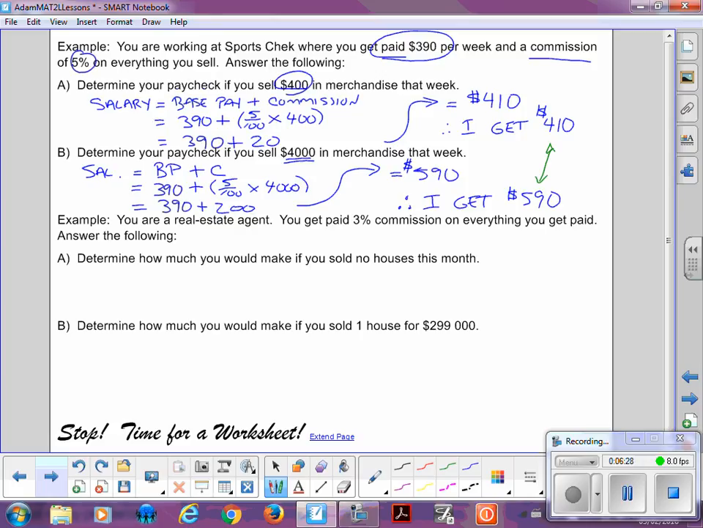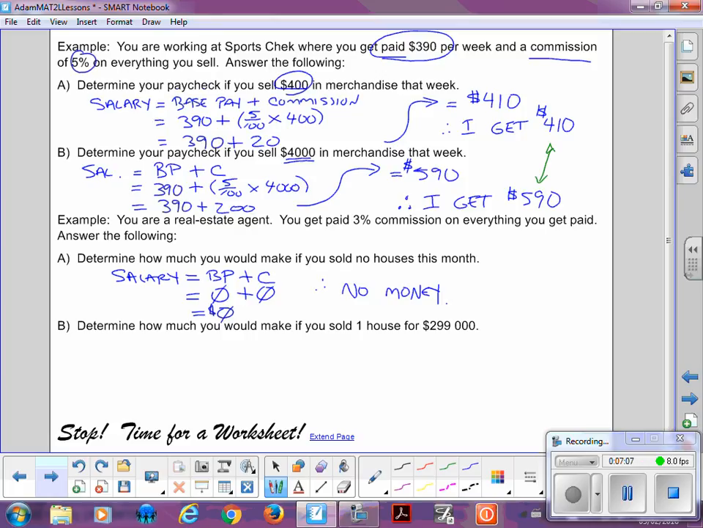So answer the following. How much would you make if you sell no houses? So your salary is base pay plus commission. Real estate agents don't get a base pay. So that's 0, plus no sales, which is $0. Therefore, no money. So, real estate, yes, you can make a lot of money selling real estate, but if times are slow, it's also possible to not make much money. So keep that in mind with that.